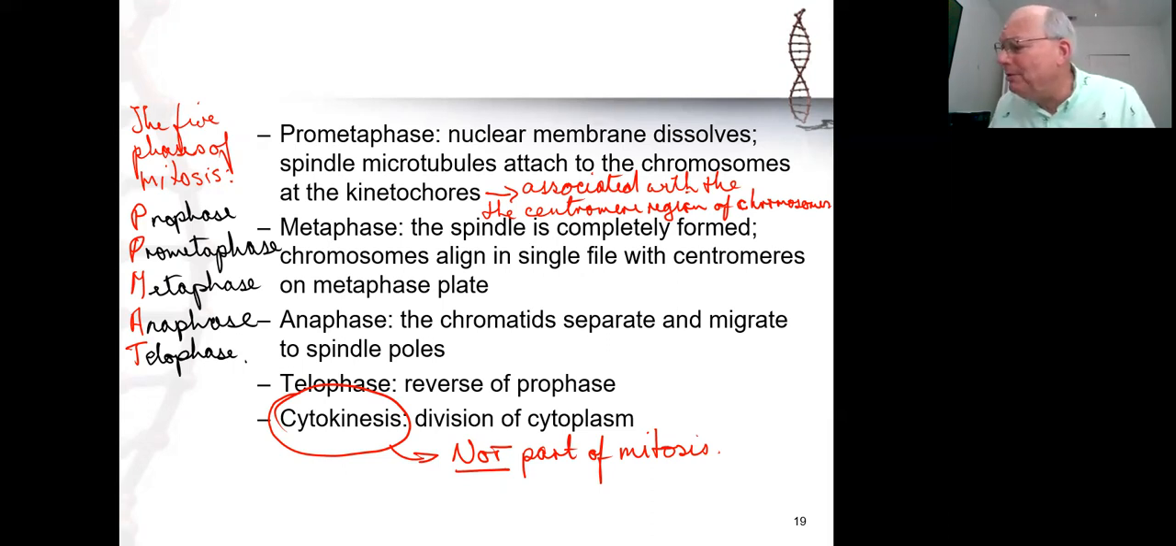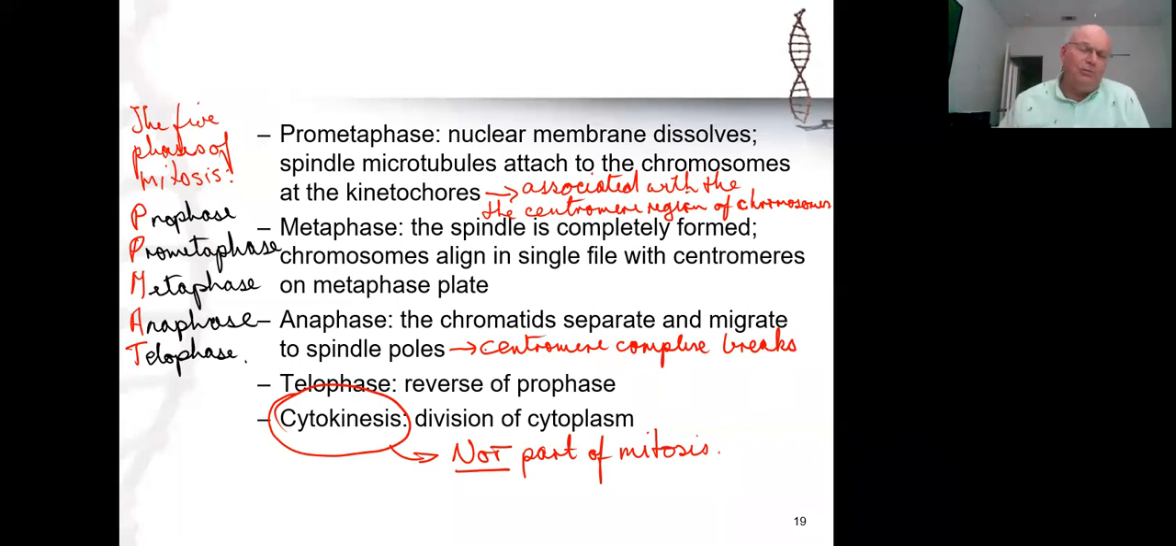The reason why they separate is because of the centromere structure. Up until this point, the centromere complex, which is a complex of proteins, has been holding the two chromatids together. But in anaphase, the centromere complex breaks and allows the two sister chromatids to separate from each other, and they migrate to opposite ends of the spindle following the microtubules.